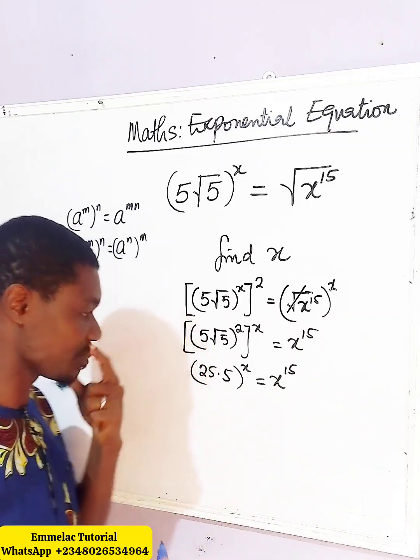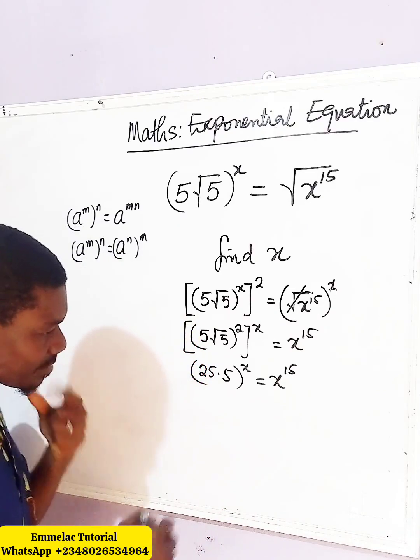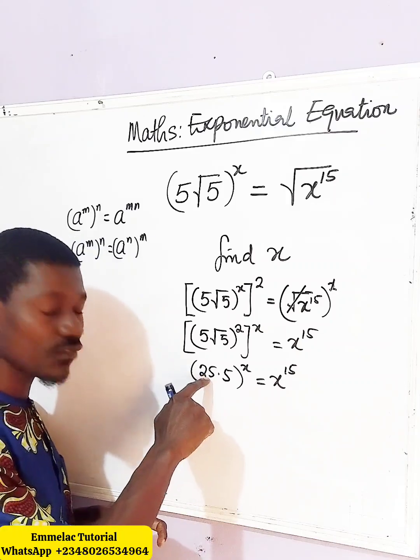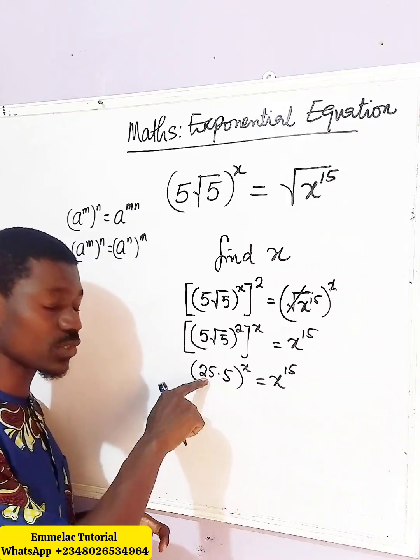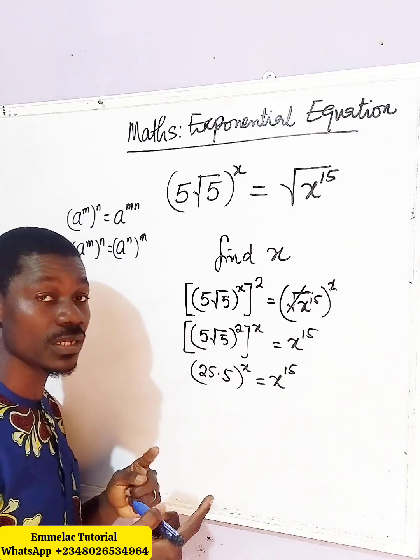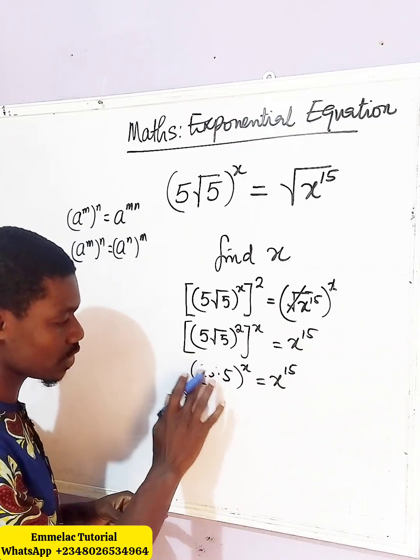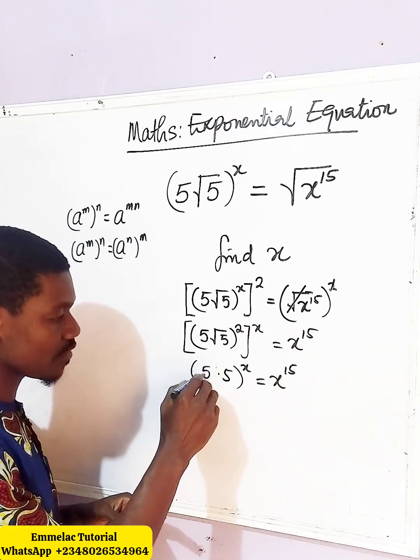Now here we have x as an exponent and here we have x as a base. So what do we do? Let me just put it in index form. Since here you have 25 times 5, we can change 25 to a base of 5, which will give us 5 raised to the power of 2.